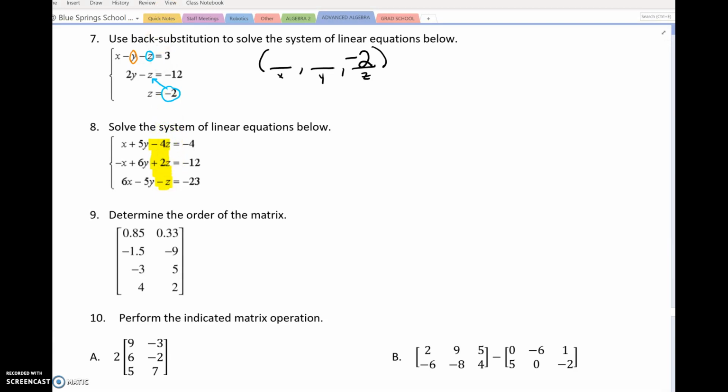First, you would try to get -4Z and +4Z. Then you would try to get 2Z and -2Z. So you definitely could do that with your Z's. I think the easiest way to do this would be the X's. Because when I look at those X's, what do you see about the first 2 equations? They will already eliminate. So if we've got X plus 5Y minus 4Z equals -4, -X plus 6Y plus 2Z equals -12. Let's eliminate those 2.